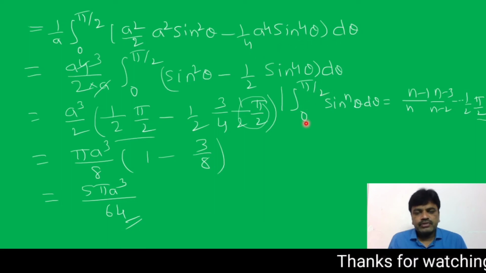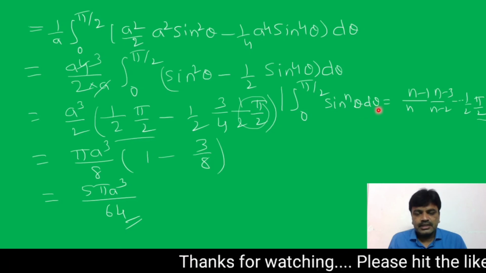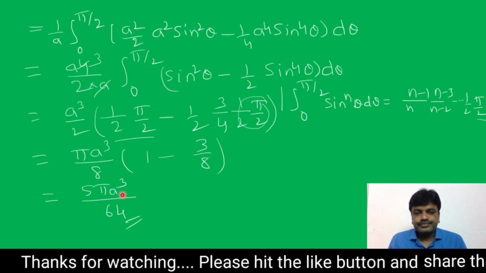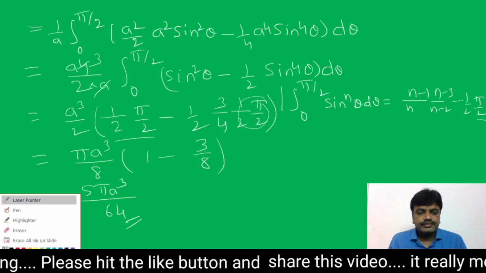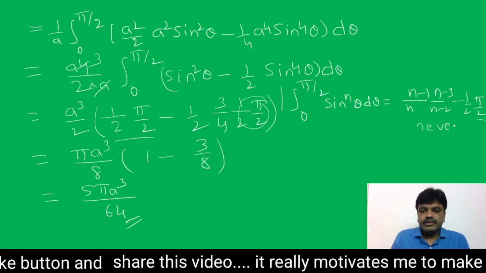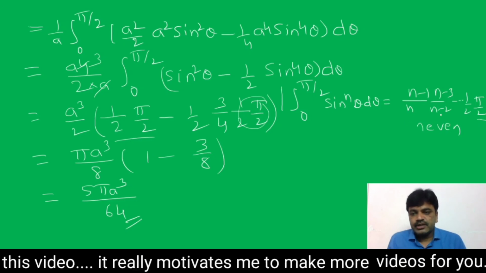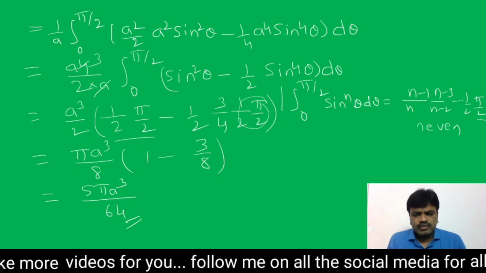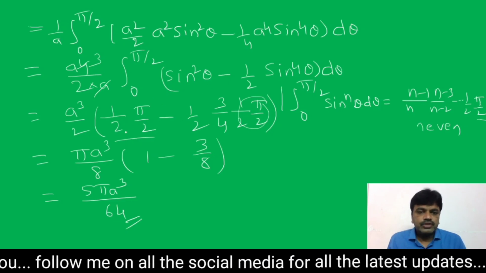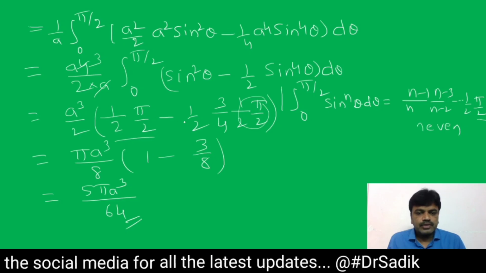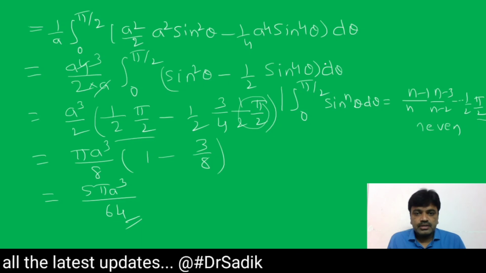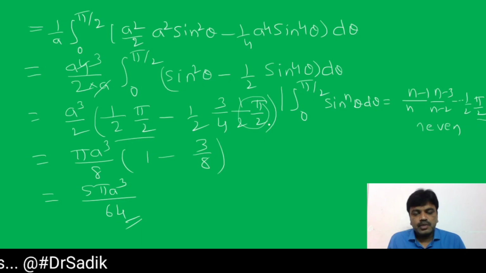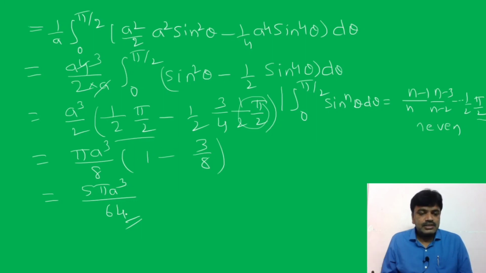Now we have a formula, integral 0 to pi by 2 sin power n theta d theta. When n is even, the formula is (n minus 1)(n minus 2)(n minus 3) and so on, down to 2 1, into pi by 2. In this way I remember, friends. So we have 2 here, so 2 minus 1 is 1, into pi by 2, minus 1 by 2, we have 4 here, so I write 4 3 2 1 into pi by 2. I simplify it and finally get 5 pi a cube by 64. This is the value of the given problem.